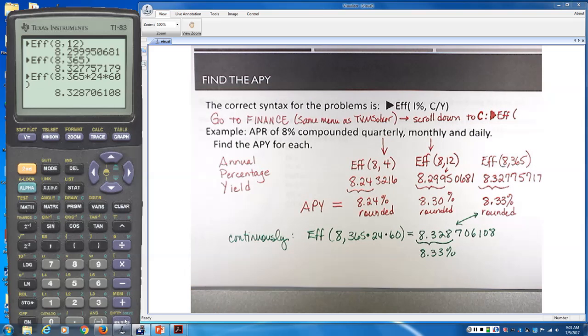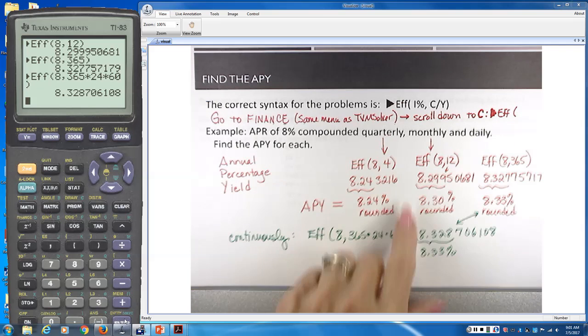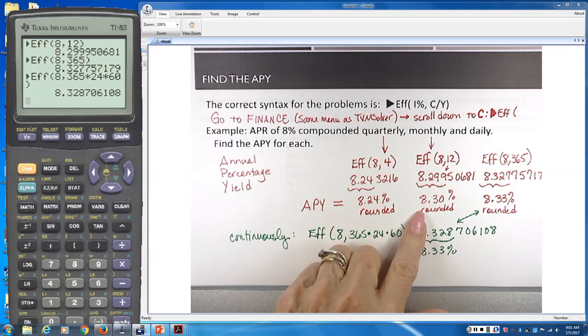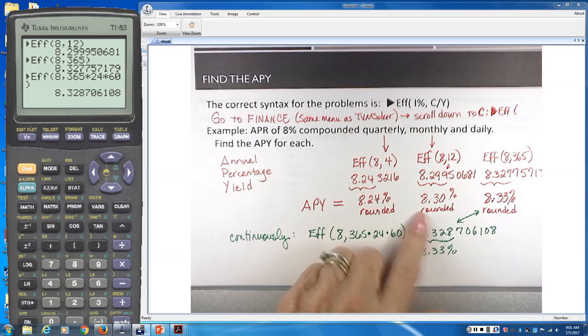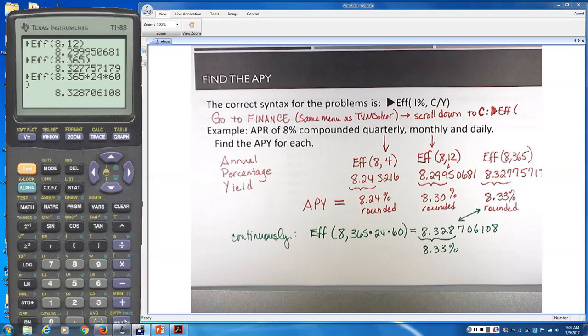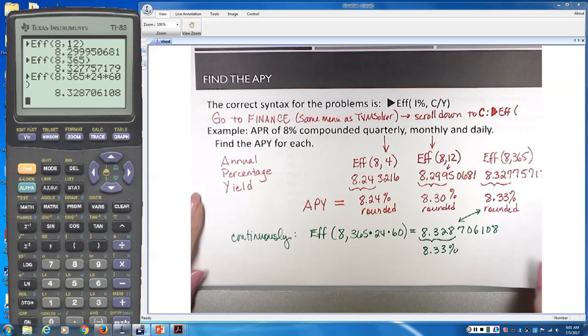So you could calculate effective rate the long way like we did before, computing the actual accumulated value and then finding the absolute difference and then the relative difference. And the relative difference is your APY. Or you can simply find your effective rate, which is what your APY actually is. The calculator will do all the arithmetic for you. Just remember how to find it. Okay?